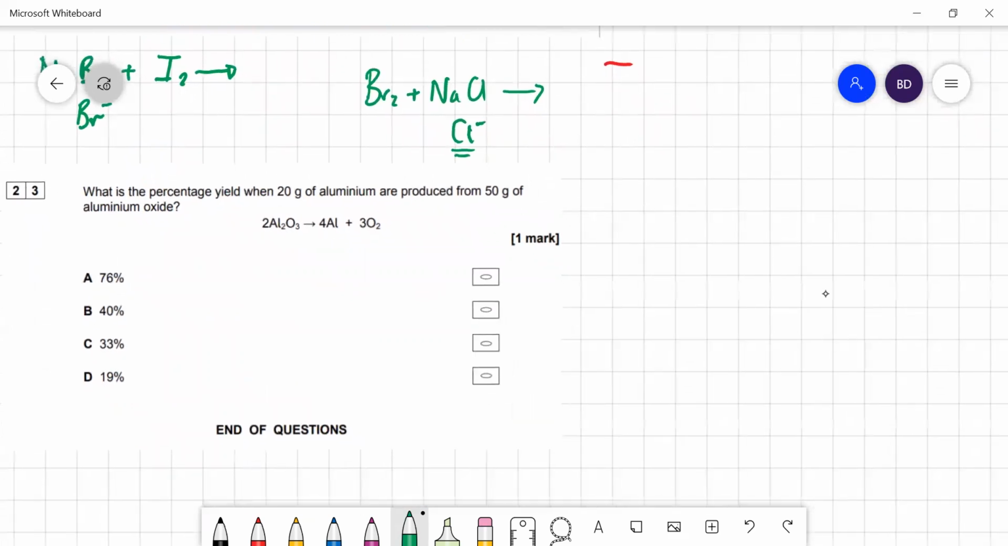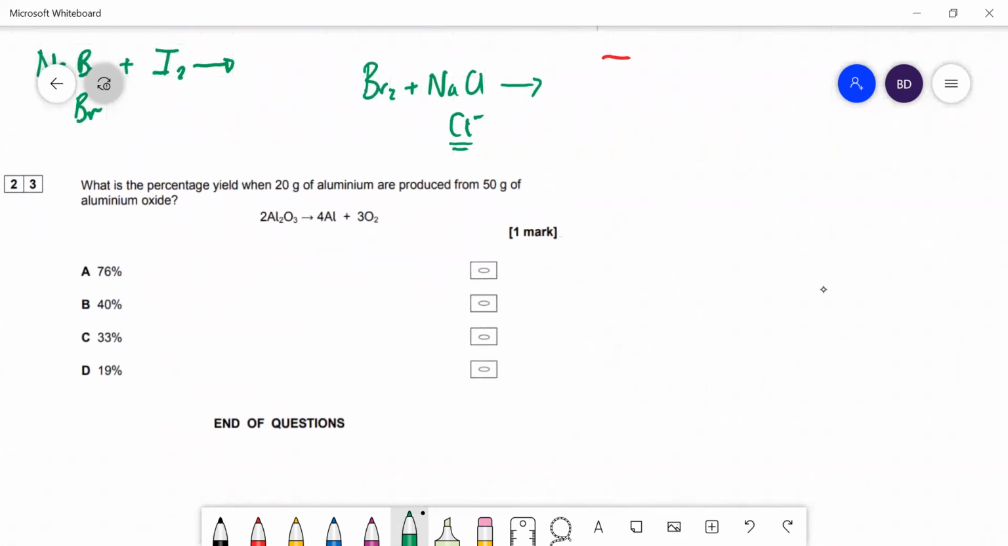Right, the last one now. Percentage yield. 20 grams of aluminium are produced from 50 grams of aluminium oxide. The MR of aluminium oxide is 102. So let's work out how many moles of aluminium oxide we've got. Moles is equal to mass over MR. So that is 50 over 102, which is equal to 0.49 moles.